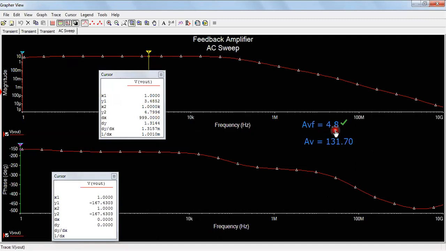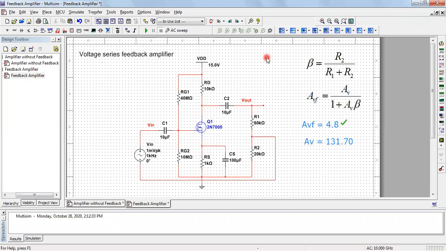Okay, so I hope you understood how we found the gain by transient analysis as well as AC analysis. The same thing you can also check by connecting a CRO. Okay, so I hope you understood. So we will stop here.